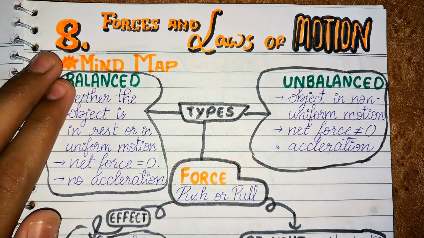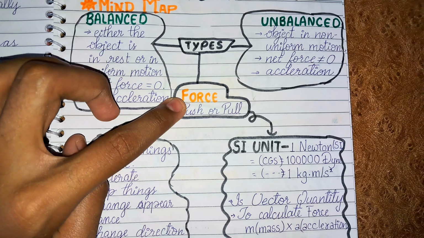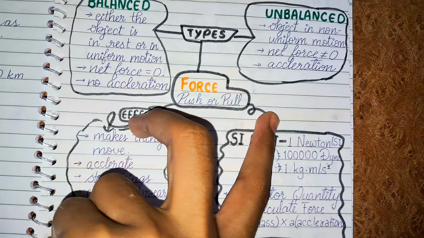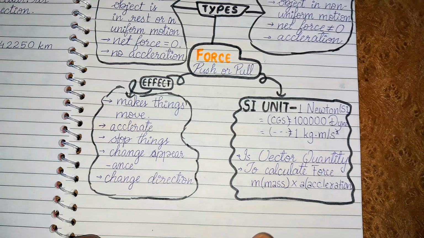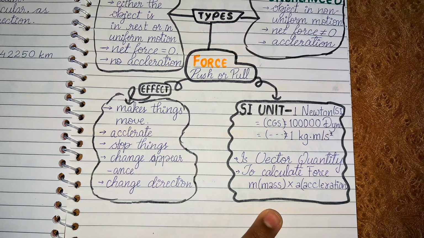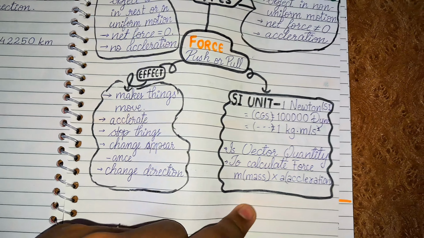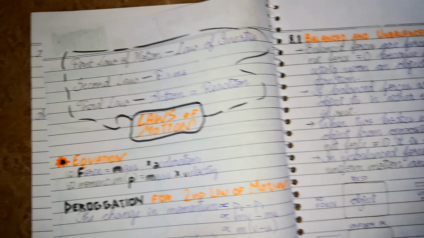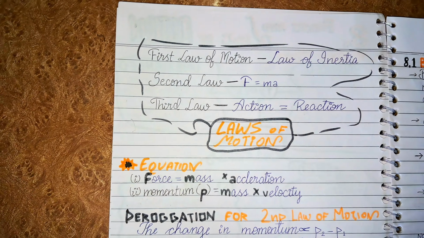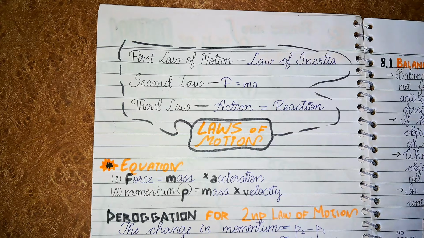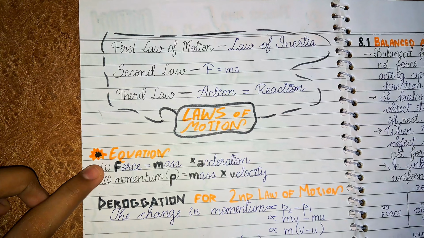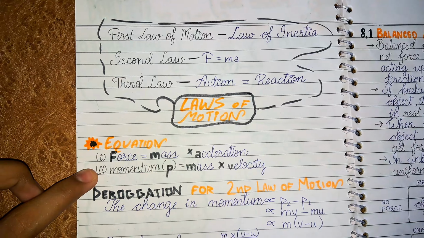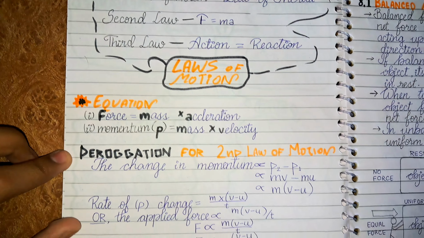Mind map. First there is force, that means push or pull. It's of two types, balanced or unbalanced. What effects it has, its unit, is it a vector or scalar quantity, how to calculate force. Then the laws of motion, simple. Then equation, force is equal to mass into acceleration, momentum p is equal to mass into velocity.